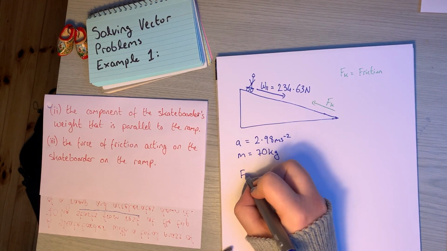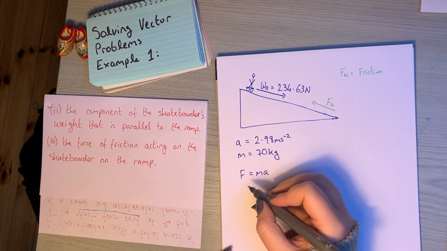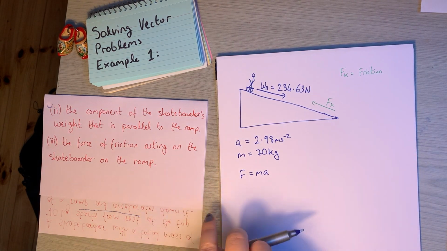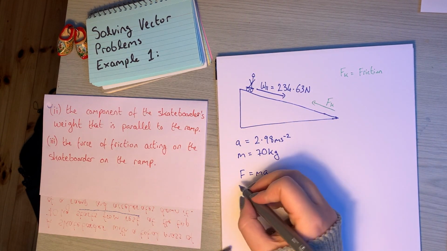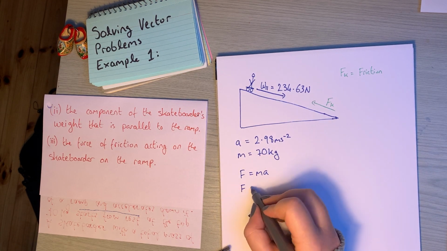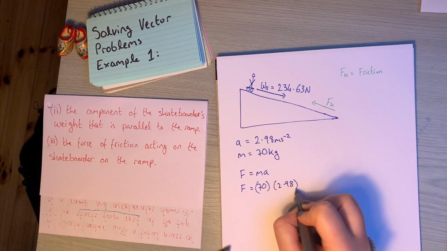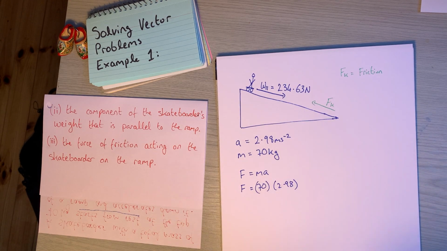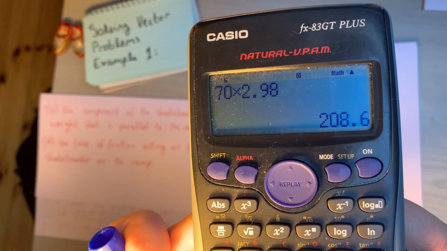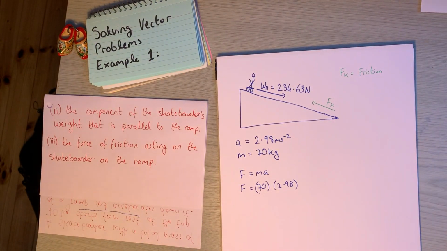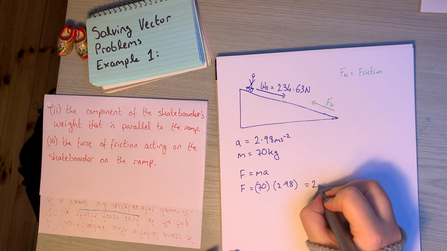So if we plug that into the formula F is equal to ma to find his force due to his acceleration going down the ramp. So that's equal to 70 times 2.98. That's 208.6 newtons.